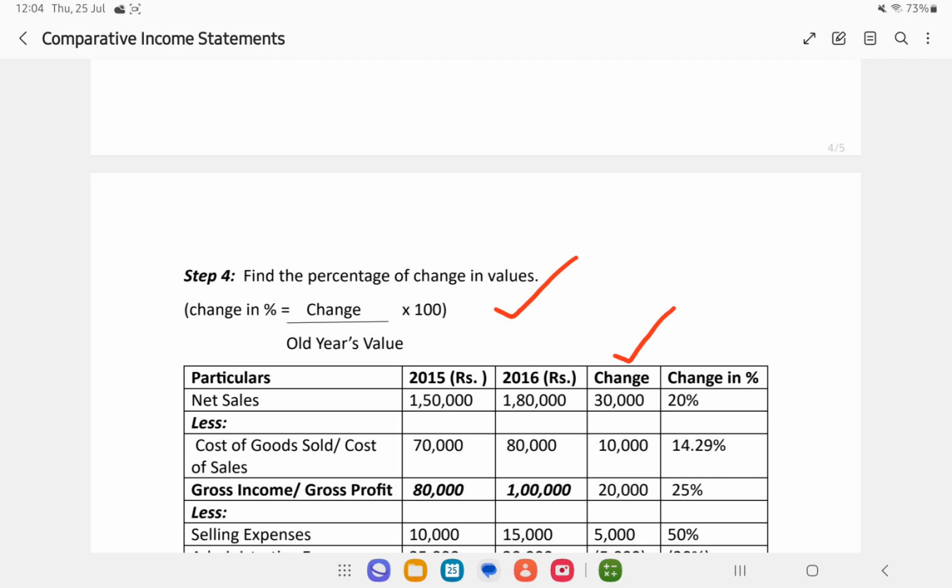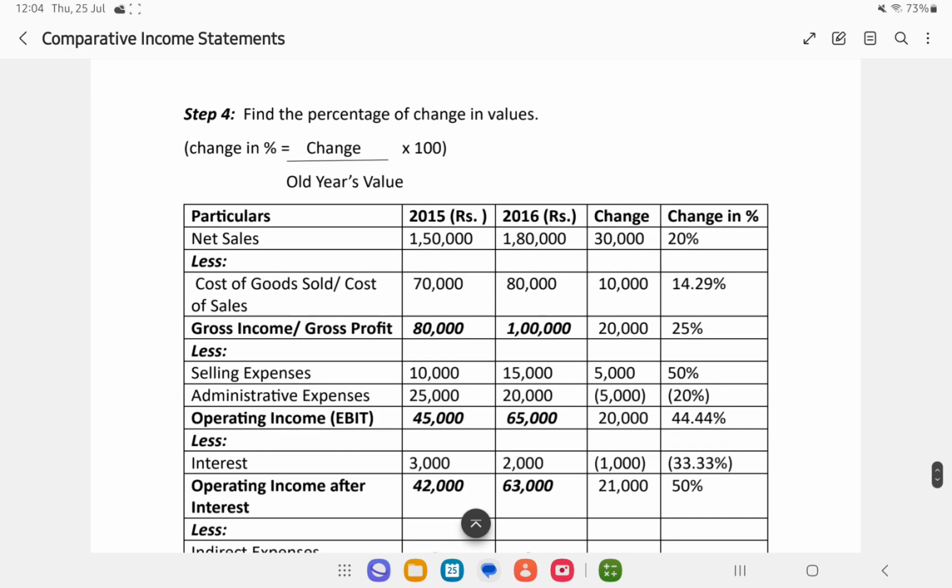We have found the change, we have the old year value, we just have to calculate. I will show you an example. In net sale, what change happened? Net sale, we saw an increase of 30,000 rupees. From where? From 1,50,000 rupees, we saw an increase of 30,000 rupees.